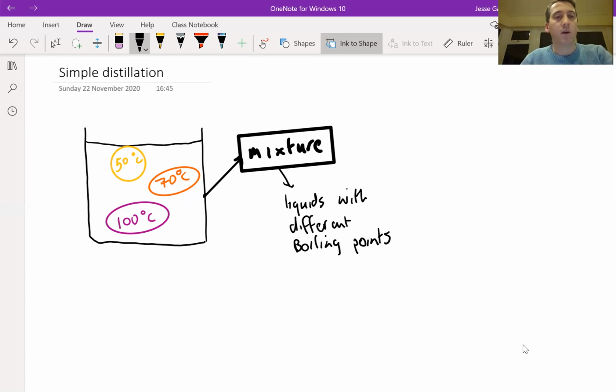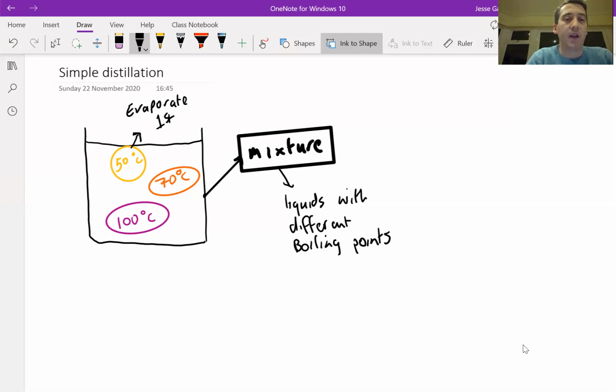Well, what do we know about these? If we were to take this mixture and heat it up, what's going to happen here? Well, this one is going to evaporate first. How do we know that it's going to evaporate first? Out of these 3 temperatures, 50, 70, 100, the first temperature that we're going to reach is 50 because it's the lowest.